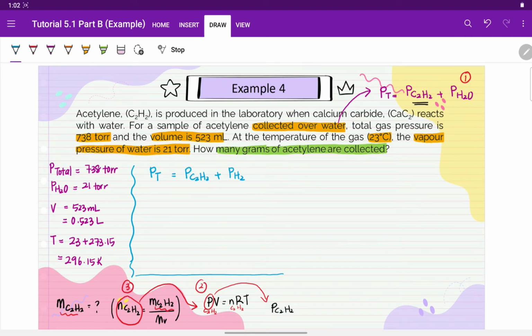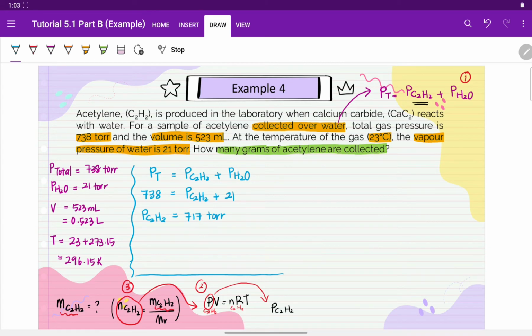Okay, maksudnya dekat sini, apa yang saya akan buat sekarang adalah, saya akan gunakan torr dulu dekat sini. Okay. So, saya substitute 738 equals to partial pressure C2H2 tambah partial pressure H2O is 21 torr. So, I will get the partial pressure of C2H2 sebagai 717 torr. Okay, daripada sini baru saya tukarkan dia kepada ATM. Okay. So, maksudnya dekat sini kalau saya tukarkan kepada ATM, apa yang awak boleh buat adalah awak bahagikan dengan 760.